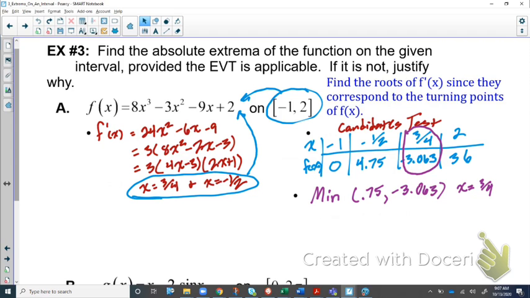Are you giving a point, or are you just giving a critical number? And the maximum value in this case is going to be this guy right here.